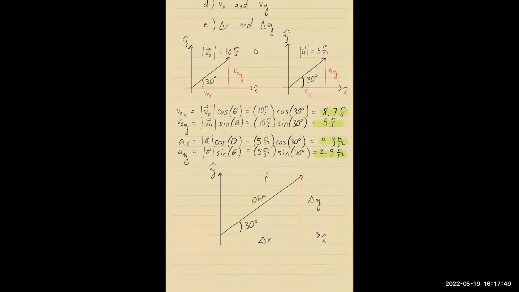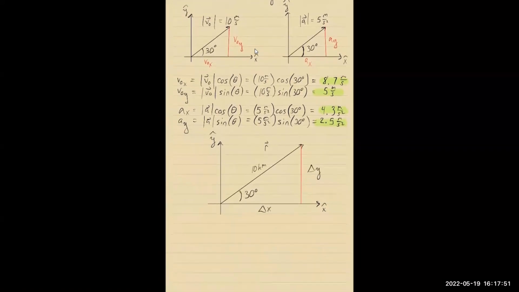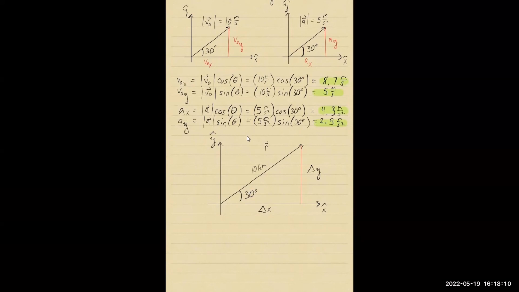Delta y. And I'm kind of skipping around a little bit. That's okay. So we know that this position vector has a magnitude of 10 kilometers. And we know that this angle here is 30 degrees. So we can do basically what we did for parts A and B to find part E of this problem.